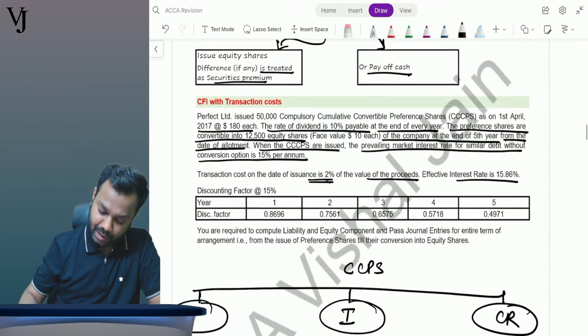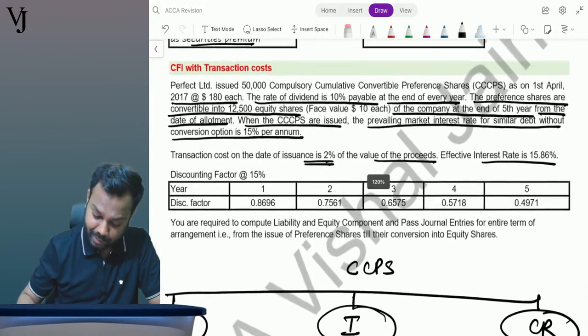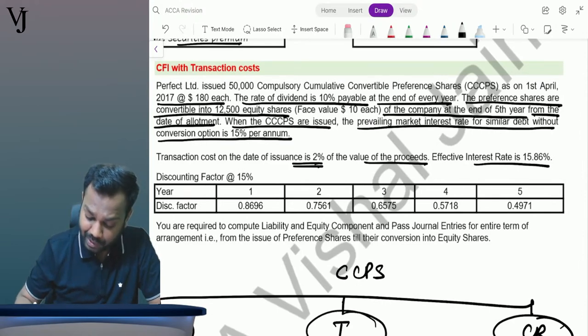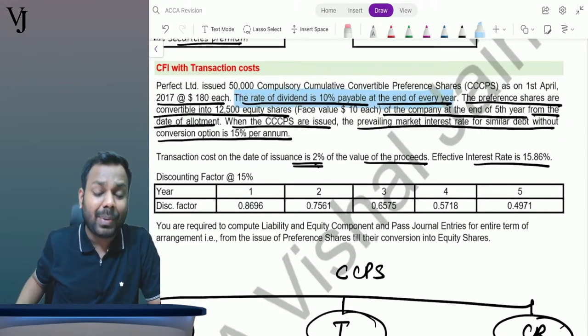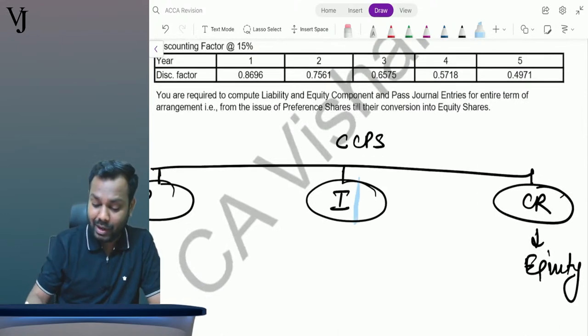Now see here, these are 50,000 compulsorily convertible preference shares on 1st April 2017. The rate of dividend is 10% payable at the end of every year. Now see, even if it is dividend, 10% every year, meaning thereby there is a contractual obligation.